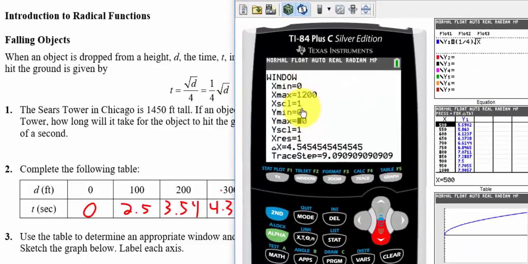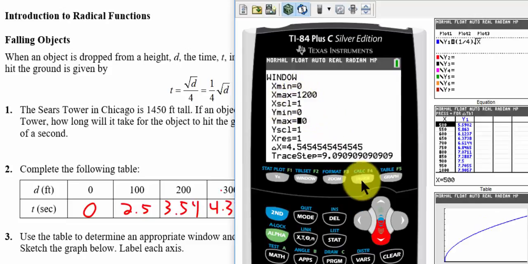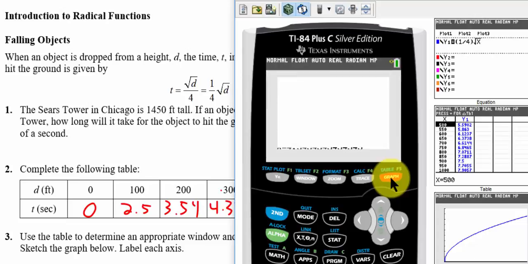Okay, and then if you wanted to change your scale, instead of having 1,200 tick marks, maybe we'll count by 100, and we'll only have 12 tick marks. I press graph, and there's my sketch.